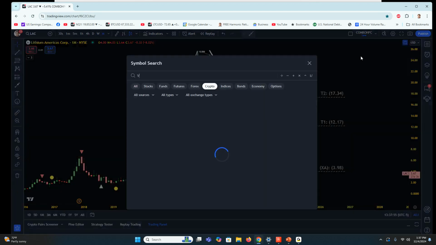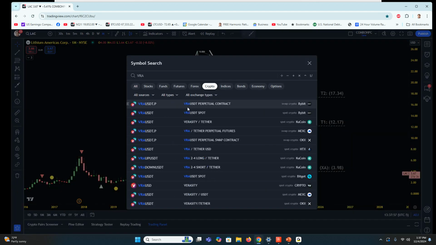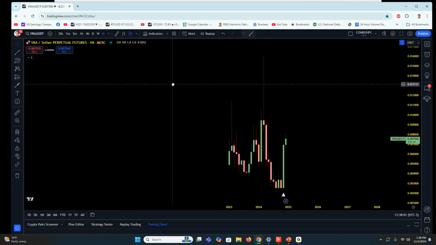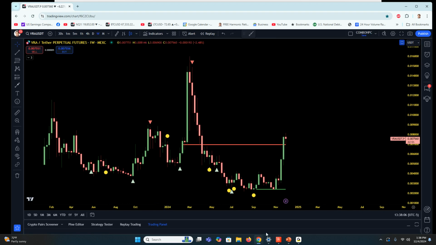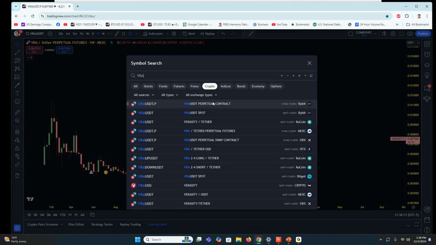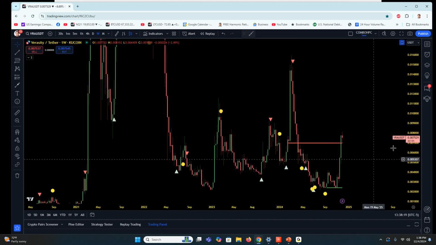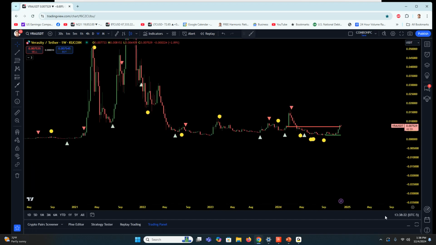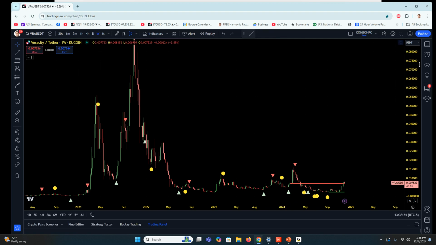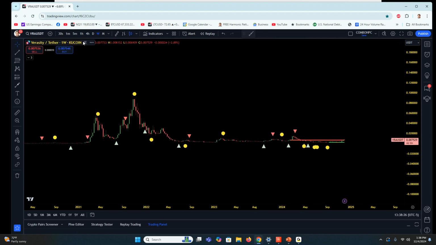VRA on the daily. Veracity, right? Yeah, 7/10 of a cent. VRA. Get it on a better one. There's some more data. I'll look at that. That's probably a MEXC candidate, 7/10 of a penny.